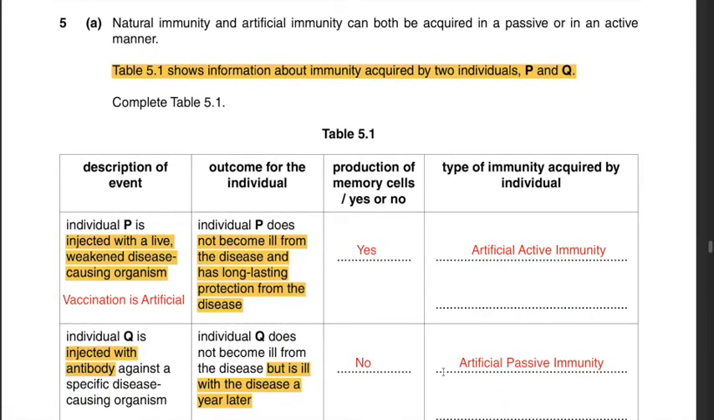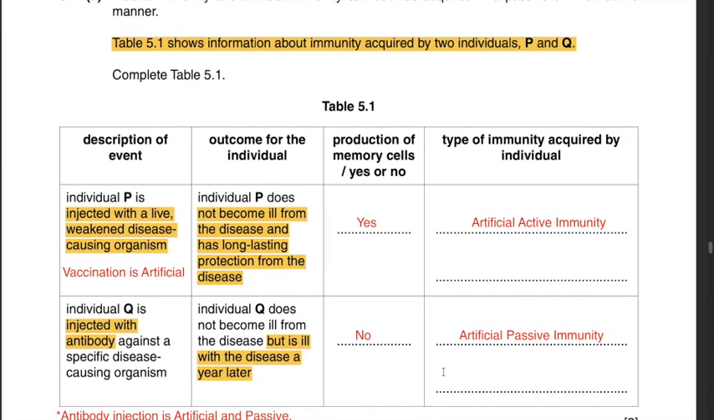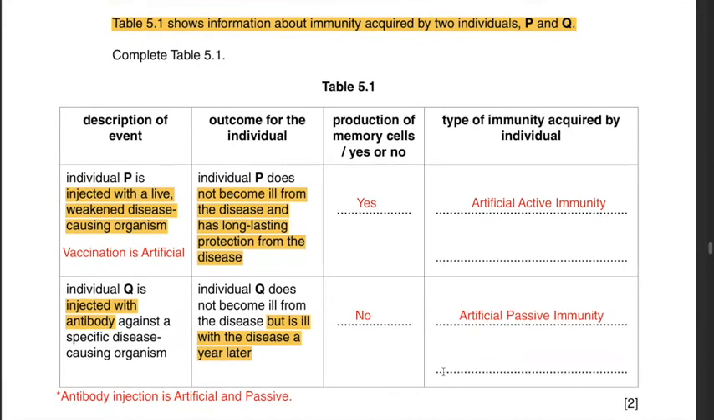Question 5. Natural immunity and artificial immunity can both be acquired in a passive or in an active manner. Table 5.1 shows information about immunity acquired by two individuals P and Q. Complete Table 5.1. Description of event: Individual P is injected with a live weakened disease-causing organism. Outcome is person does not become ill from the disease and has long-lasting protection from the disease.